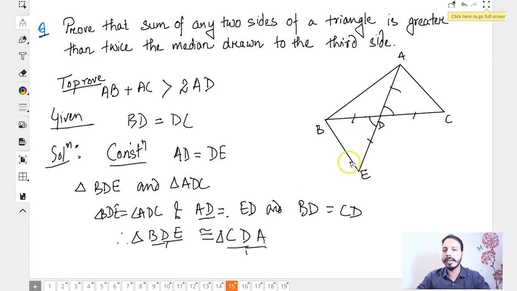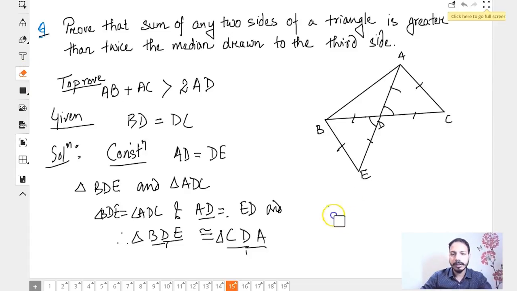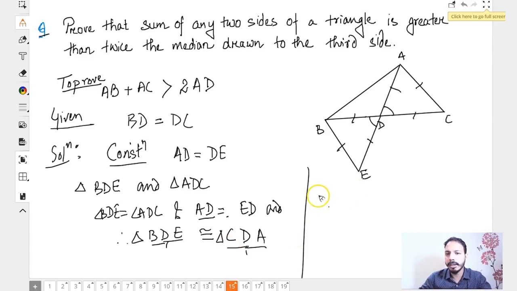So if these two triangles are congruent, we can easily show that this side is equal to this side, right? So now what can we do here? This we have already done. Now we can say that AC is equal to BE. Okay, this side is equal to this side. Now in this big triangle, what can we say?